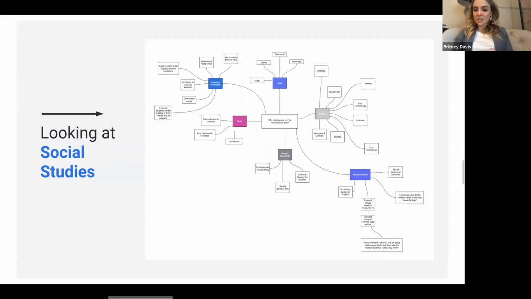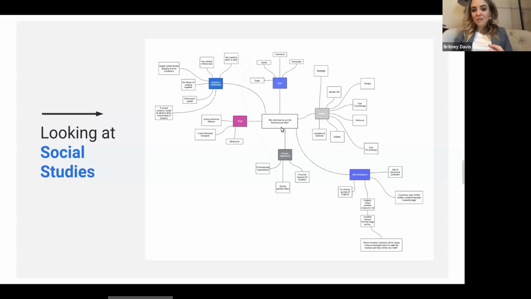We've had teachers doing that with other subjects in other grades as well. 7th grade social studies, they're switching learning online and decided to take the learning objective, transform it into a question, and put that in the middle. Why did America win the Revolutionary War? It's pretty amazing what happened with this.